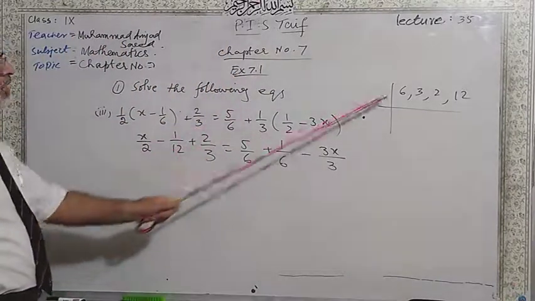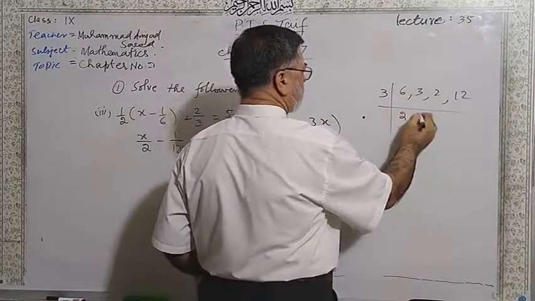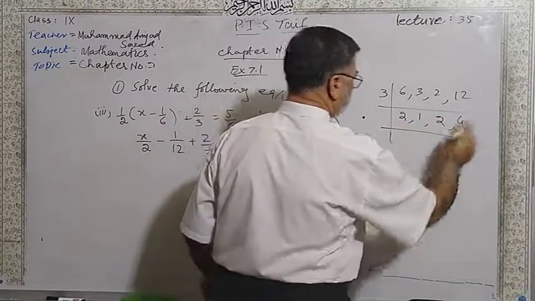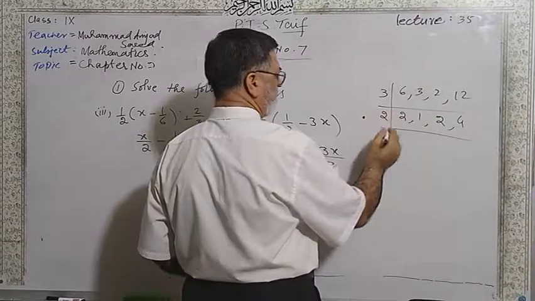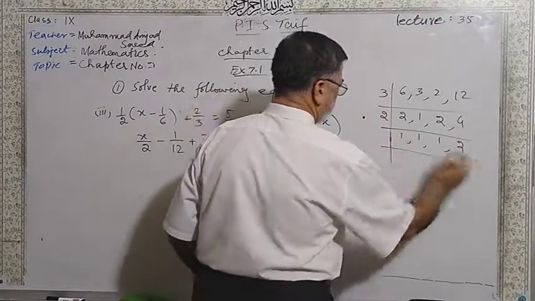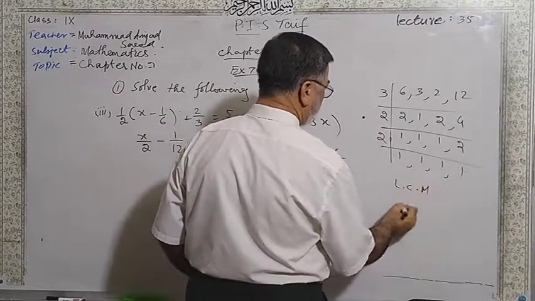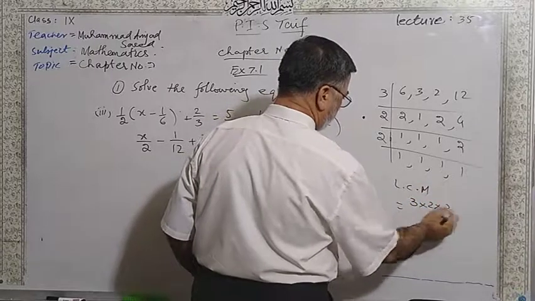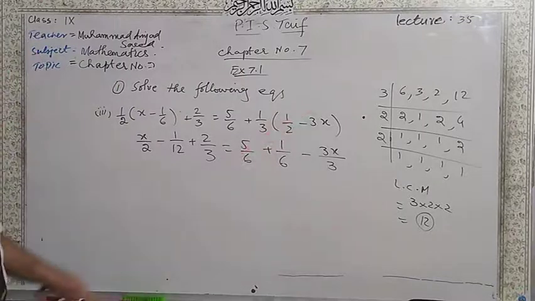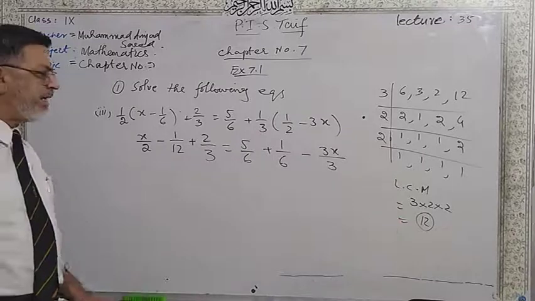2 and 12. So you can have 3 times 6, 3 ones are 3, 2 as it is, and 3 fours are 12. Again you can have 2. 2 ones are 2, 1, 2 ones are 2, 2 twos are 4. And again you have 2. So what about LCM? LCM is 3 into 2 into 2, that is 12. So LCM is 12.